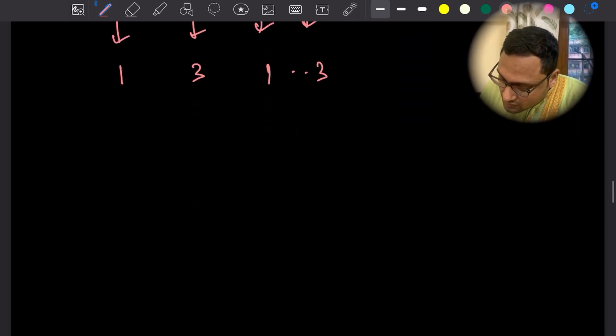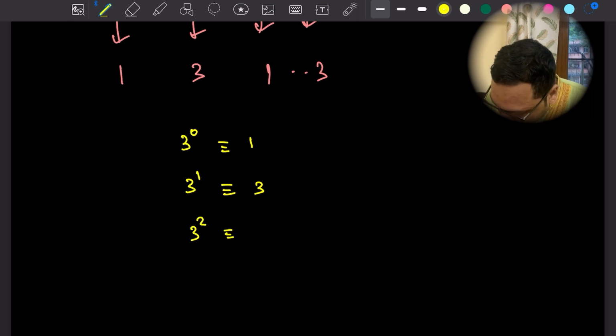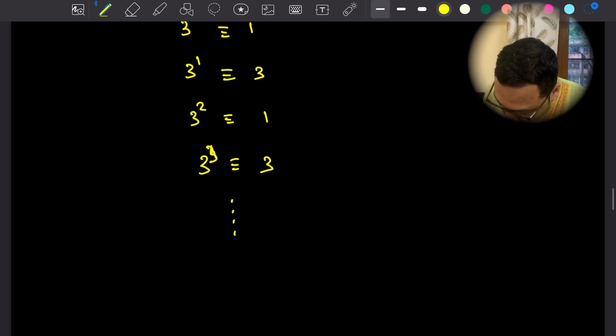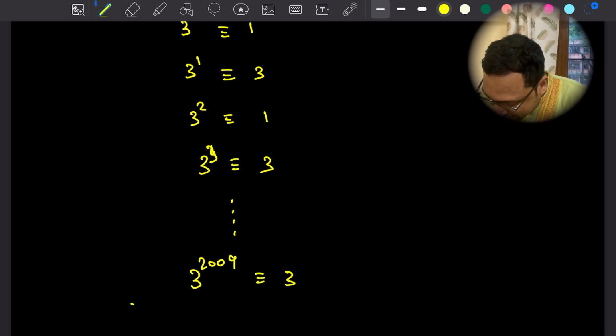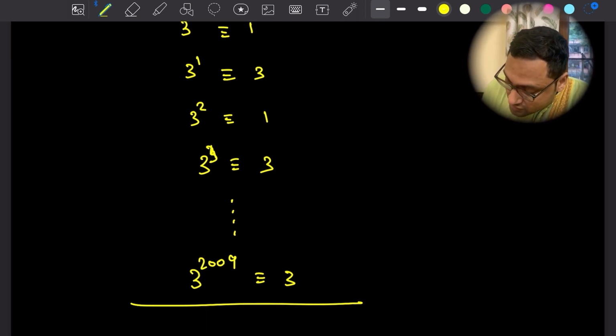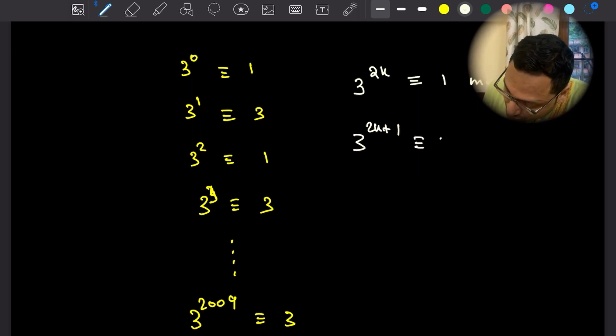So you can simply do this. 3 to the power 0 is congruent to 1, 3 to the power 1 is congruent to 3, 3 squared is congruent to 1, 3 cubed is congruent to 3, and up to 3 to the power 2009 is congruent to 3. So you add them all up and do some modular arithmetic and find the remainder. You have to actually show a couple of things: that 3 to the power 2k is always congruent to 1 mod 8, and 3 to the power 2k plus 1 is congruent to 3 mod 8.